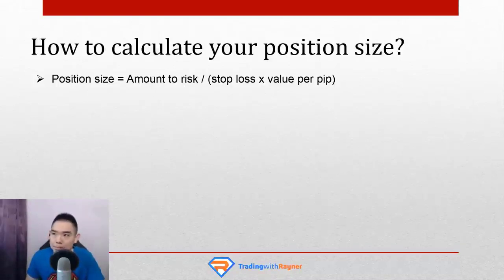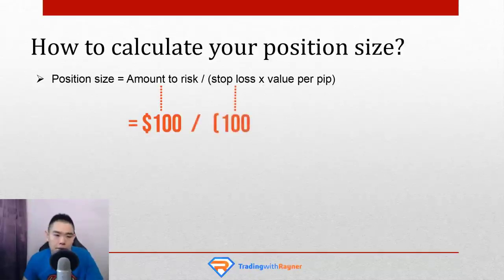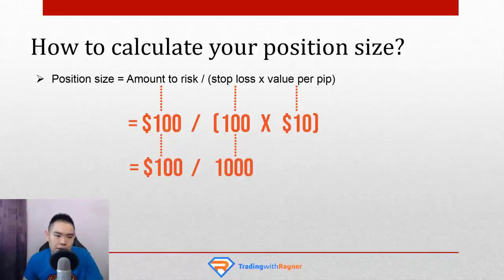I'm going to share with you a very simple way to do this. I'll go through a manual way first, and after which I'll show you how to do it with a faster way. So let's say you're risking $100. And let's say your stop loss is 100 pips. So you put 100. And your value per pip, let's say you're trading EUR/USD, is $10 per pip for a standard lot. So you put here 10. You plug in the numbers, you get 100 divided by 1,000. And if you do it, you end up with 0.1 standard lot, which is equivalent to 1 mini lot.